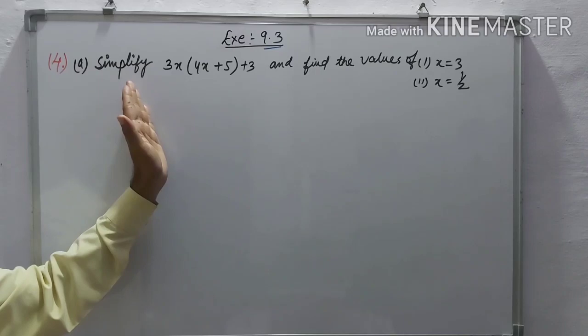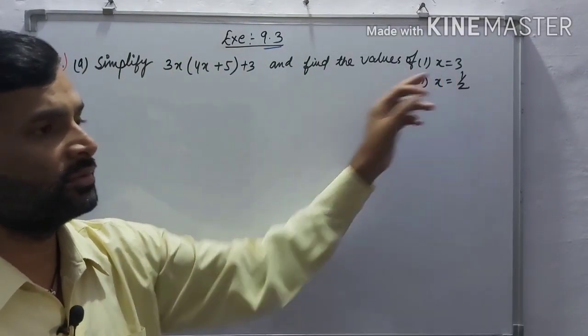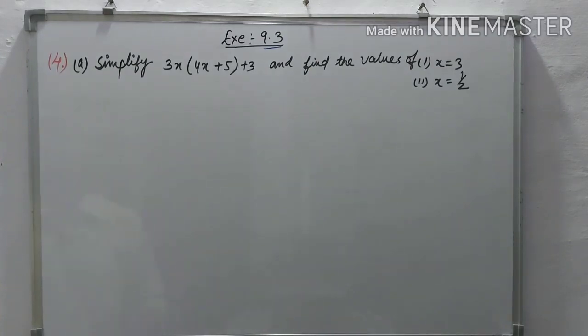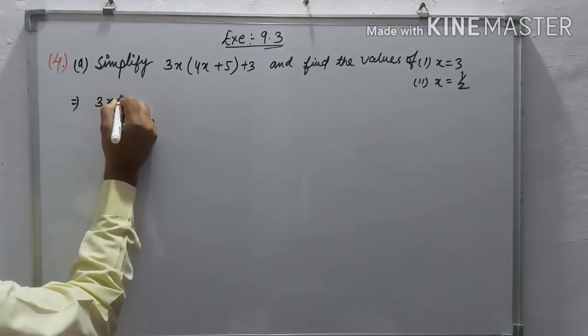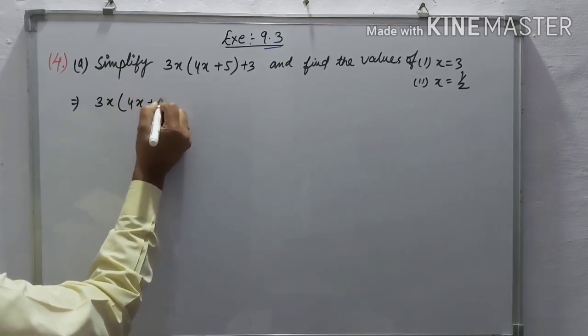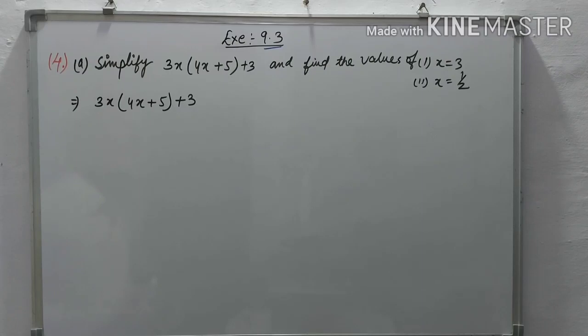Then after first you simplify and then find the value of x is equal to 3 and x is equal to 1 upon 2. So the solution, you see, first we write (3x + 5)(4x + 3). This is the algebraic expression. First we solve the brackets.